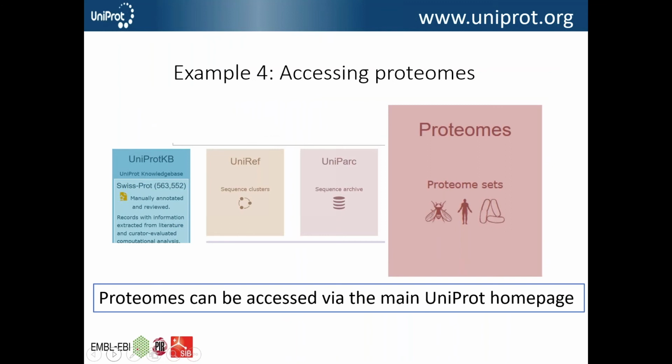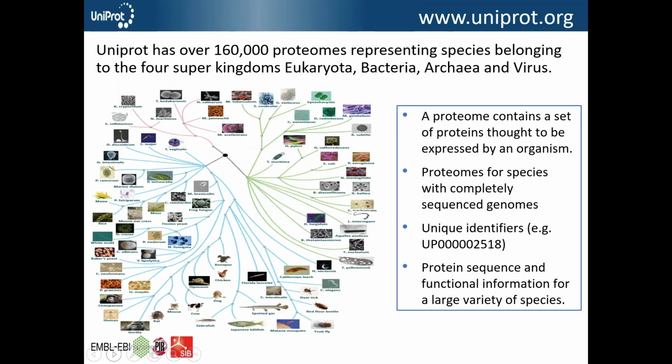Next, I'll show you very briefly how to access proteomes. As I mentioned earlier, a proteome is the entire list of proteins expressed by an organism, and it's possible to access these protein lists via the main UniProt homepage by clicking on the Proteomes portal tab. UniProt has over 160 proteomes representing species belonging to the 4 superkingdoms. And as I've said, a proteome contains a list of proteins thought to be expressed by an organism.